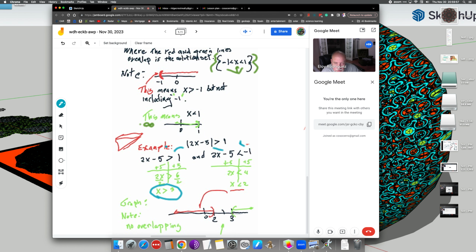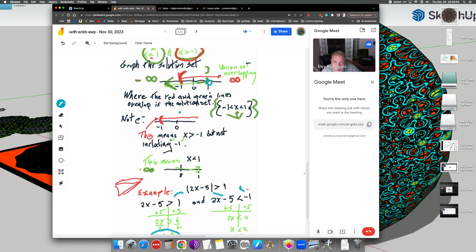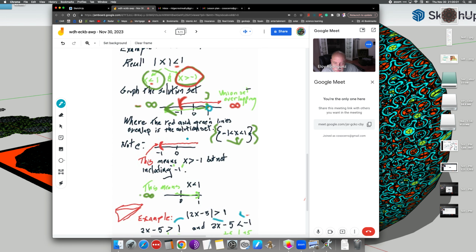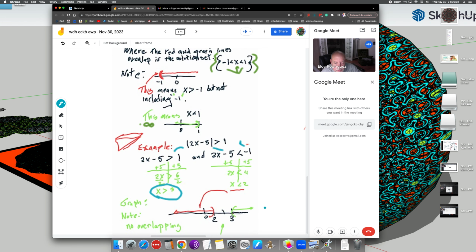Okay, so then we have two things. One where the set is overlapping, like this, and one where it's disjointed. You see that? Okay, that's good. Let's try that next.